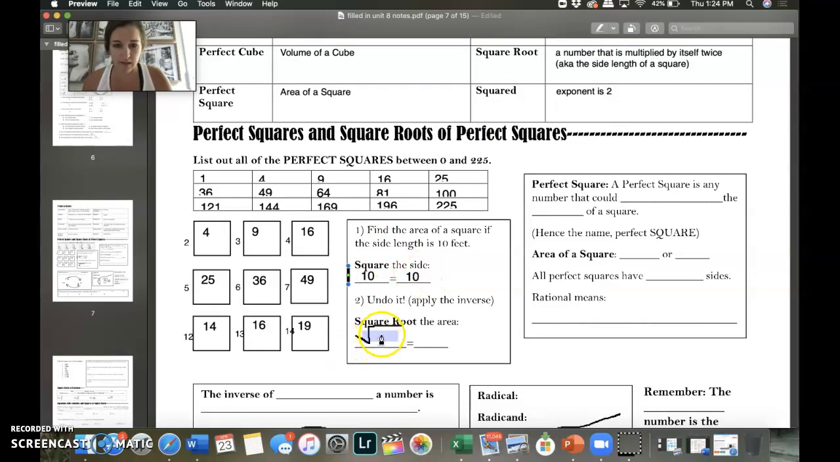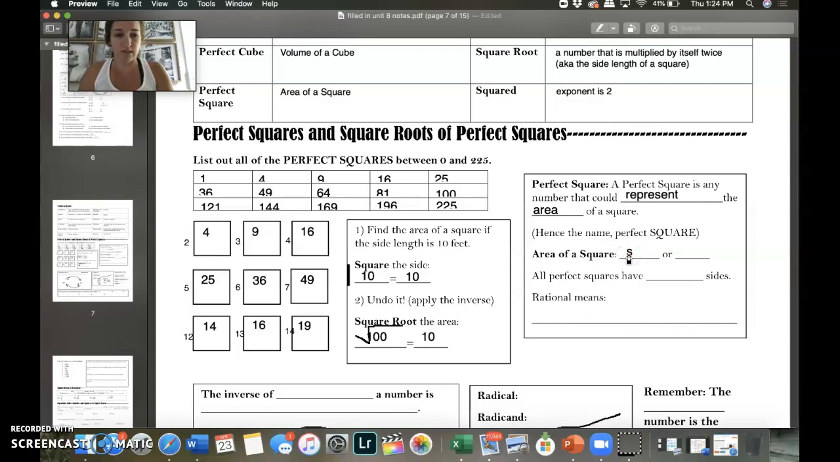All right, anyways, so to undo it, to go backwards, say I'm looking at the square root of 100. Well, the square root is the side length, so that would be 10. So the square root of 100 is 10. Whenever you see that radical symbol, that's asking you, what was the side length? Here's the area. What was the side length? Here's the side length. All right, so a perfect square. A perfect square is any number that could represent the area of a square, hence the name perfect square.